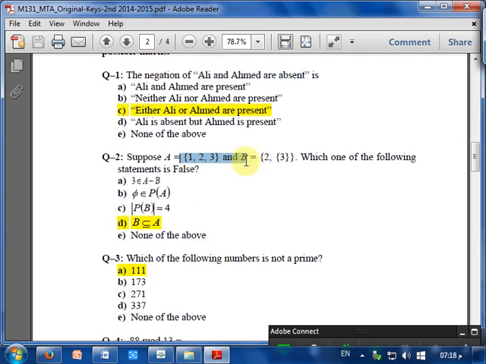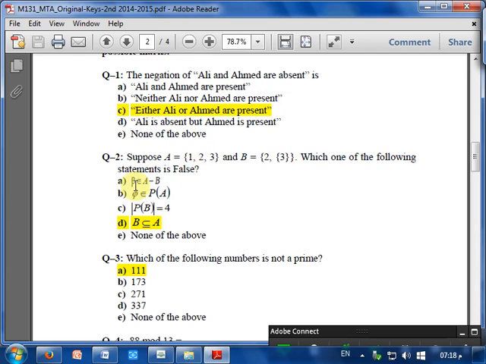Suppose A is {1, 2, 3} and B is {2, {3}}. This 3 is different from this 3, because this is a subset, I mean, it is an element as a set. So this 3 is different from this. Which one of the following statements is false?